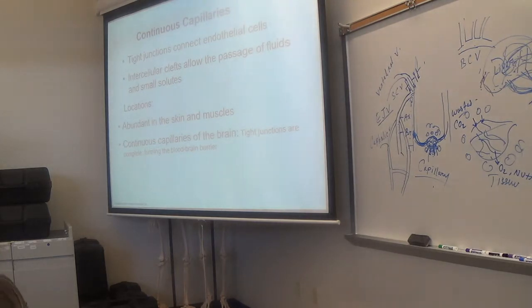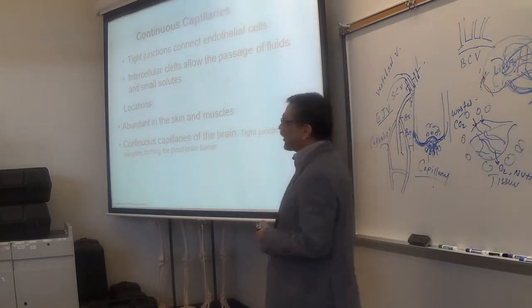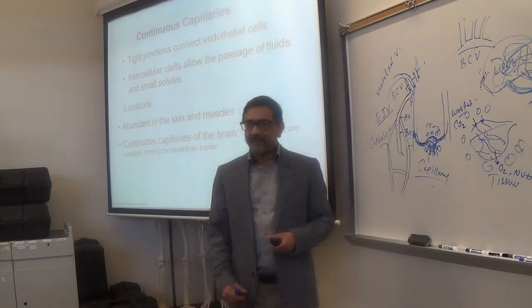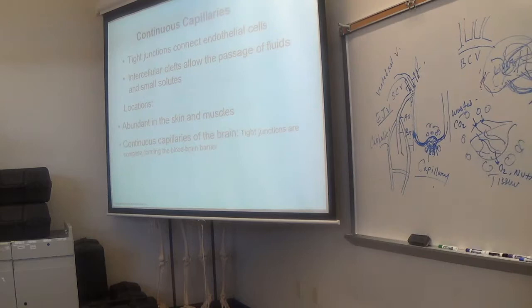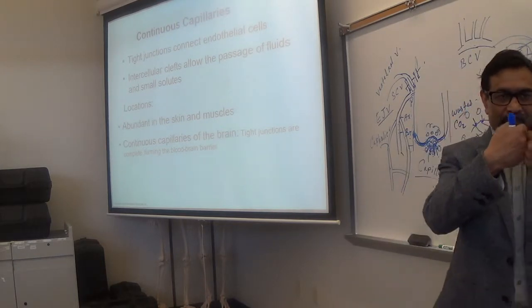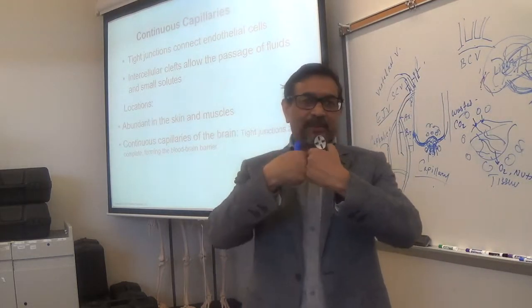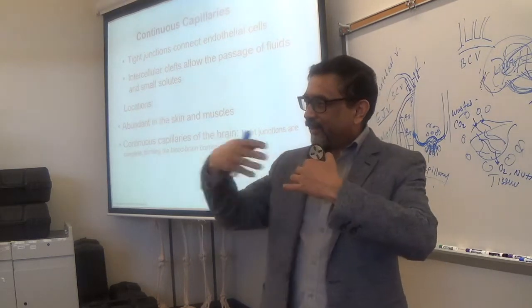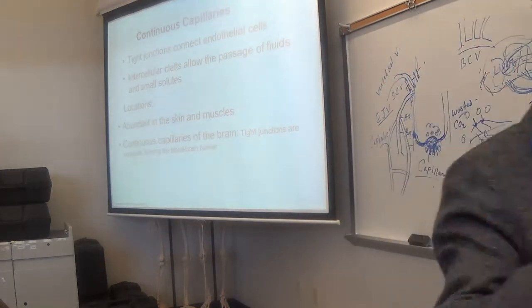First, let's see the continuous capillaries. Many tight junctions connect the endothelial cells. That means in the wall of continuous capillary, the cells are connected by tight junctions. Is it clear? So if they are connected by tight junctions, the wall will be less porous. Make sense? Less porous. Will not let everything get out easily.